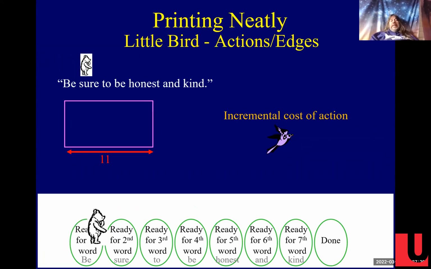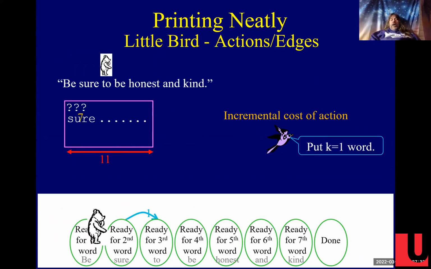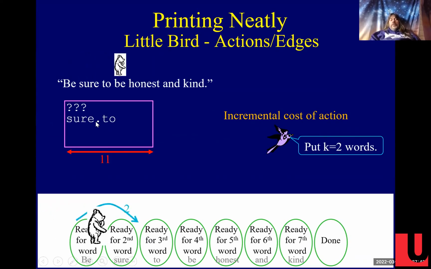All right, and then we can go to, I'm ready for the 2nd word. I could say all the various possibilities, where I'm starting with sure. I can put 1 word, sure, or I could put 2 words. With 2 words, what's it going to cost me? How many blanks are there? So I'm going to put in an edge for all of these options. Everybody see how this is an option?